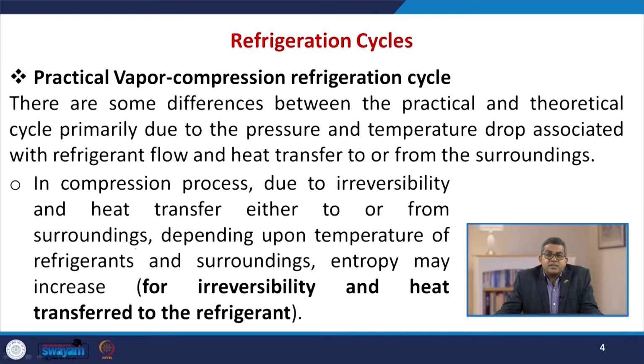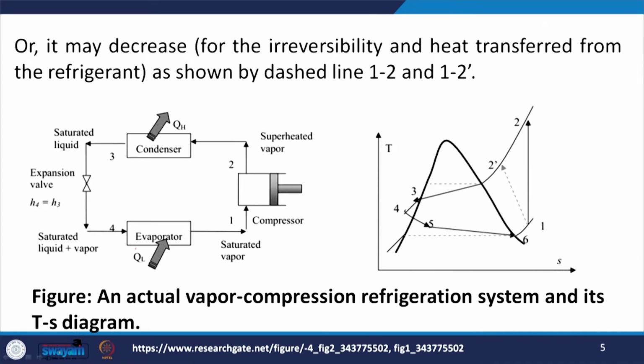Now there are some differences between the practical and theoretical cycle, primarily due to the pressure and temperature drop associated with the refrigerant flow and heat transfer to or from the surroundings. Now in the compression process, you cannot avoid irreversibility. So due to irreversibility and heat transfer either to or from the surroundings, depending upon the temperature of the refrigerant and surroundings, entropy may increase for irreversibility and heat transfer to the refrigerant. Now it may decrease for irreversibilities with heat transfer from the refrigerant.